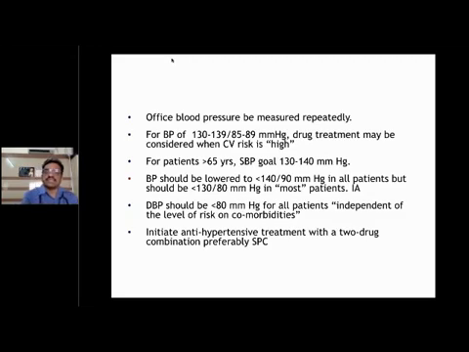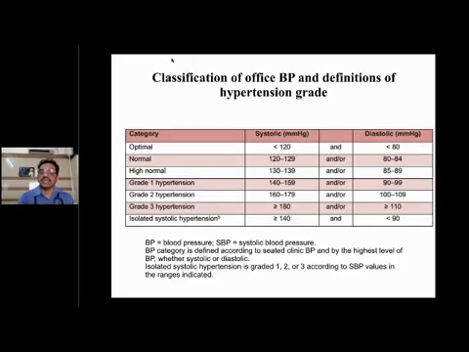So first, let us classify. The 2013 ESH guidelines classified as optimal, normal, high normal, grade 1, grade 2, grade 3, and isolated systolic. The ESH 2018 has maintained the same thresholds to classify the patient as having hypertension. So optimal is less than 120 and less than 80. The normal blood pressure is 120 to 129 systolic and or 80 to 84. High normal is 130 to 139 and or 85 to 89, which JNC classified as pre-hypertension. They have put it as high normal.